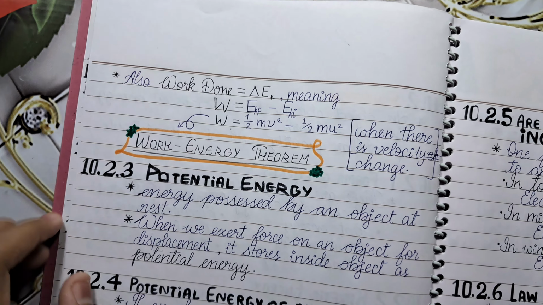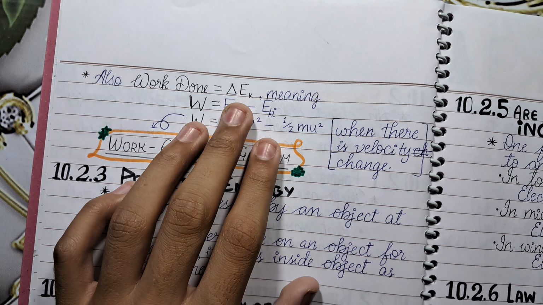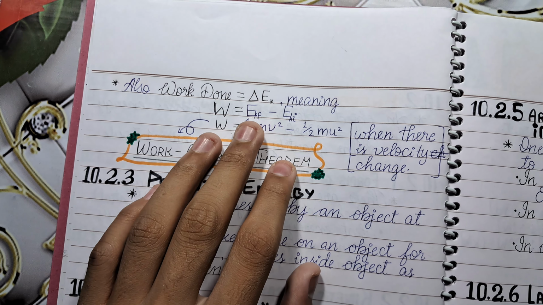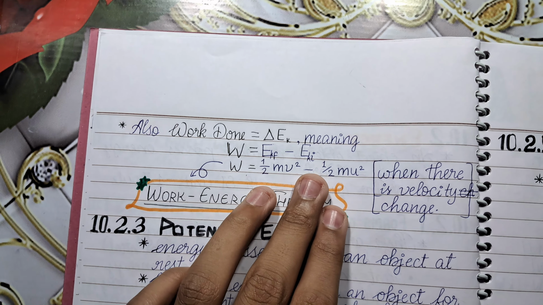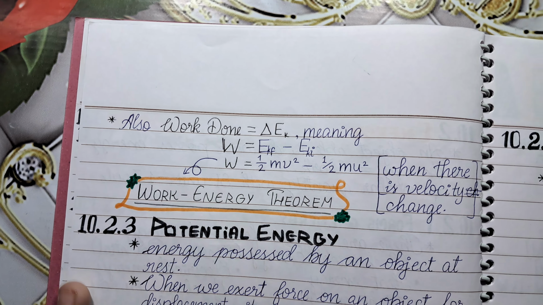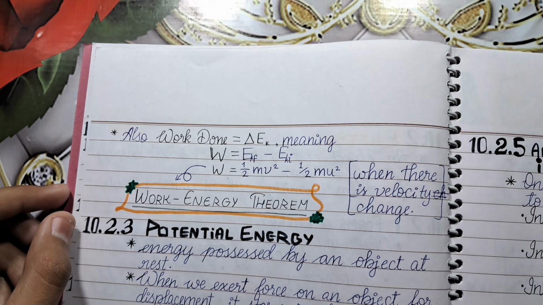Then comes also work done is equal to change in kinetic energy. So work done is equal to energy final minus energy initial. This is the work energy theorem.